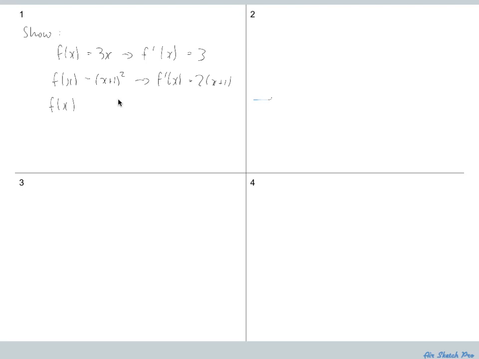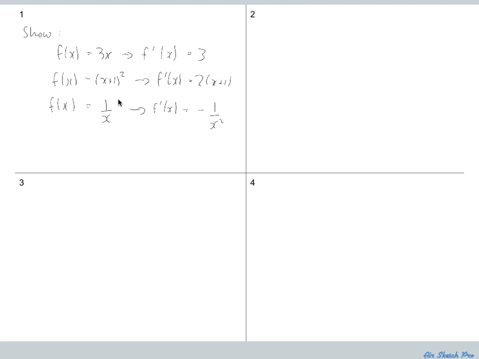And the third one, which is the hard one, looks deceptively simple, but is to show that if f of x equals 1 on x, then f dash of x is equal to negative 1 on x squared, isn't it? That's what I asked you to do. So it's that third one which was quite tricky, I think.